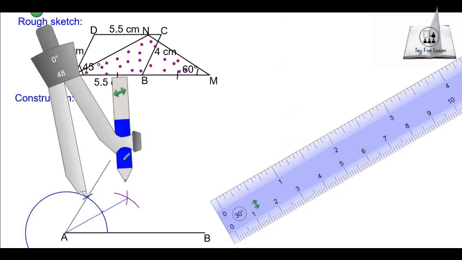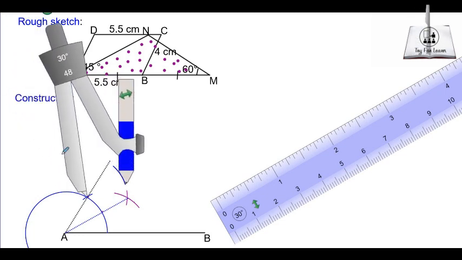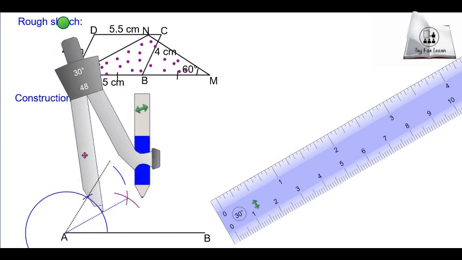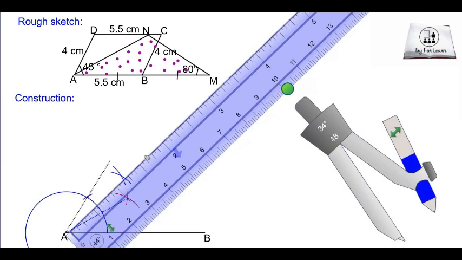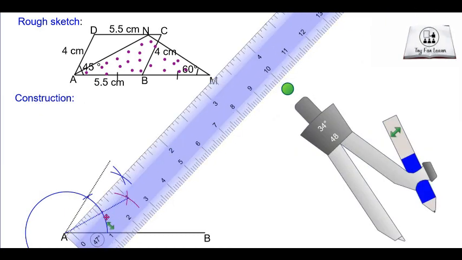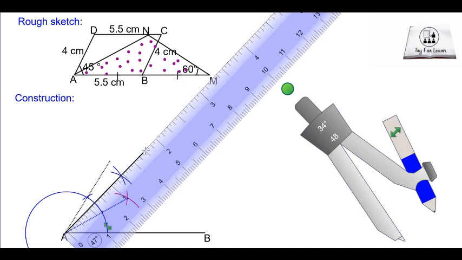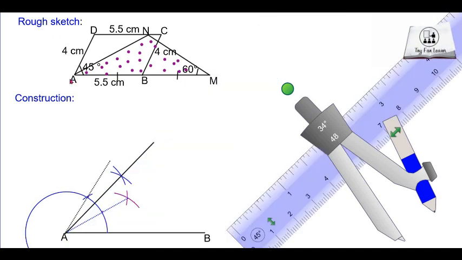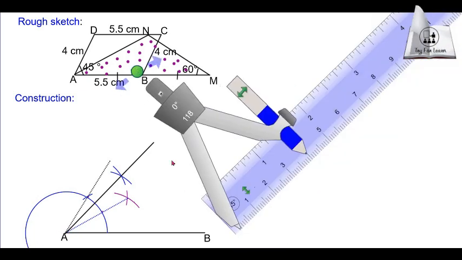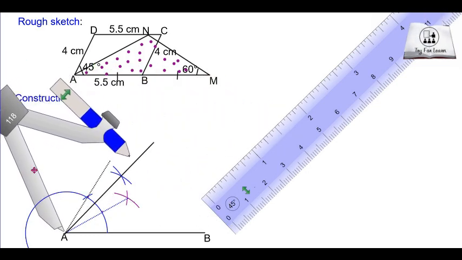Now if you cut an arc from this 60 degrees and the same arc from this 30 degrees, join vertex A with this intersecting point, so that you will get an angle of 45 degrees. From the rough sketch, you can see that from A there is line AD whose length is 4 cm. So here we should cut an arc of 4 cm length from this vertex A. So let's measure 4 cm in the compass. Yes, this is exactly 4 cm. So let's cut this arc from A, because in the rough sketch AD is 4 cm.